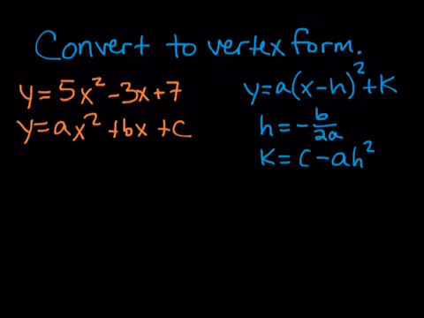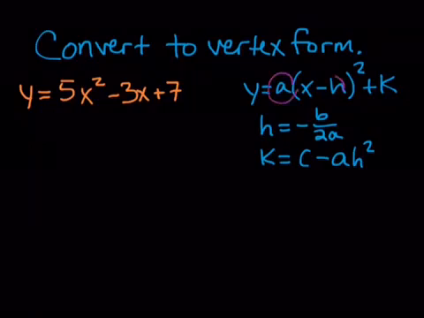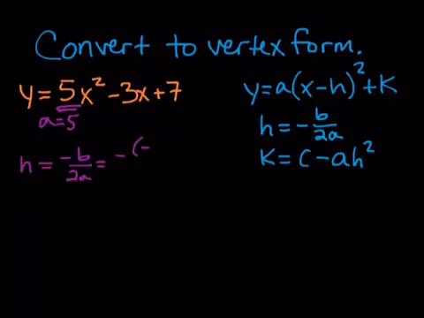Okay, so back to the original equation, and we're just going to start right in. We're looking for a, h, and k. Right now I know a is 5. The next step would be to find h, so I'm going to use that equation, -b over 2a. In my given equation, b is -3, so I have -3 over 2 times a, which is 5.